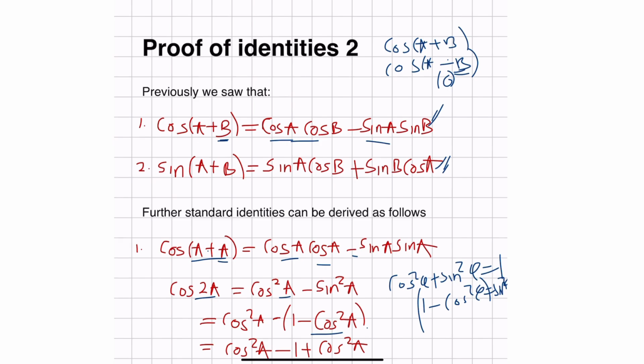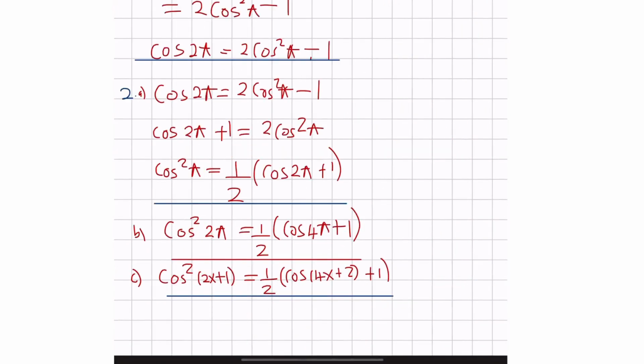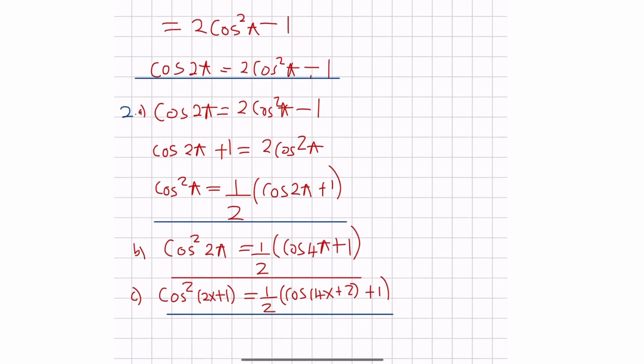So it's cos squared A minus 1 plus negative here multiplied by negative cos squared of A. Then ultimately we're going to get 2 cos squared of A minus 1. So another identity that we also have to keep in our mind is cos 2A is equivalent to 2 cos squared of A minus 1. That's what we have here.